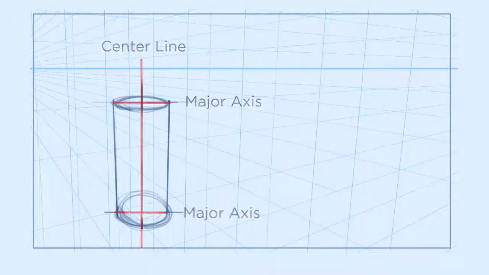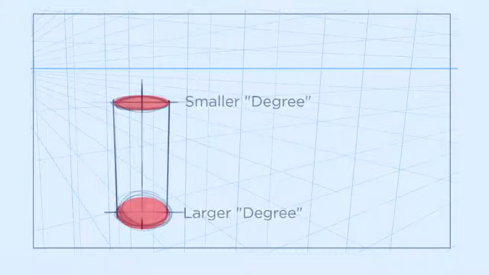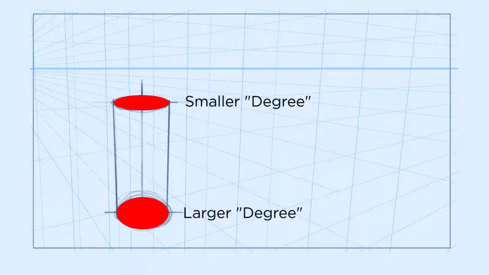And you'll notice that the ellipse on the top of the cylinder is narrower, sort of vertically squished, more so than the ellipse on the bottom of the cylinder. What that's called is the degree. So a very squished or narrow ellipse has a small degree, and a much wider, almost circular ellipse has a large degree.